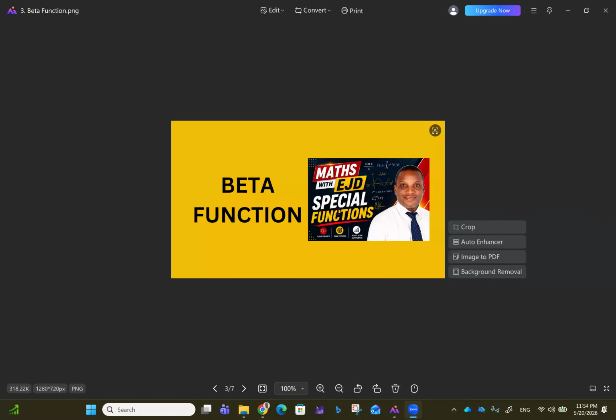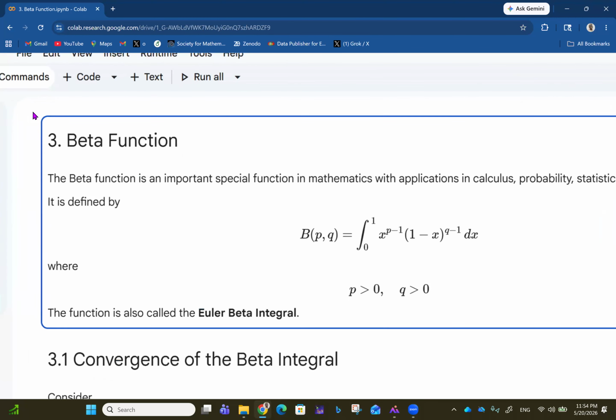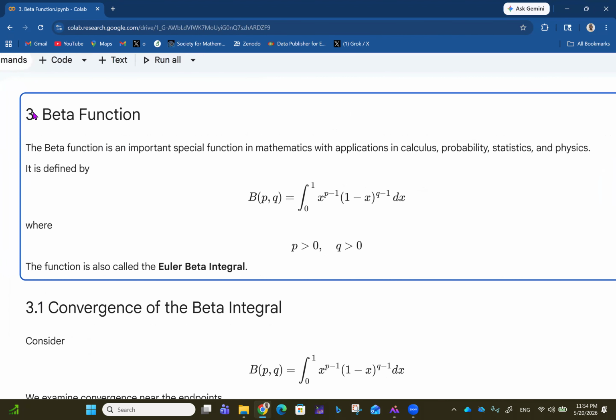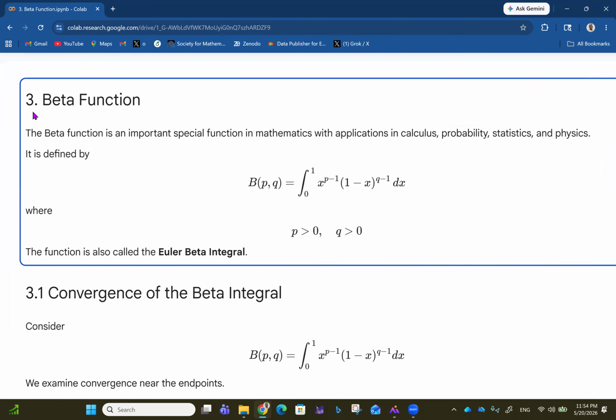This video is on the beta function as we continue to talk about special functions. Previously, we considered an introduction to special functions, and then afterwards we looked at gamma functions. As we were looking at the gamma function, we discovered that it has a connection with the beta function. So we are going to find that out in this video.